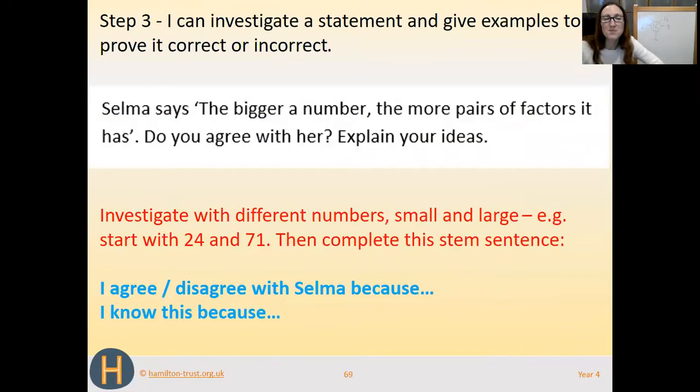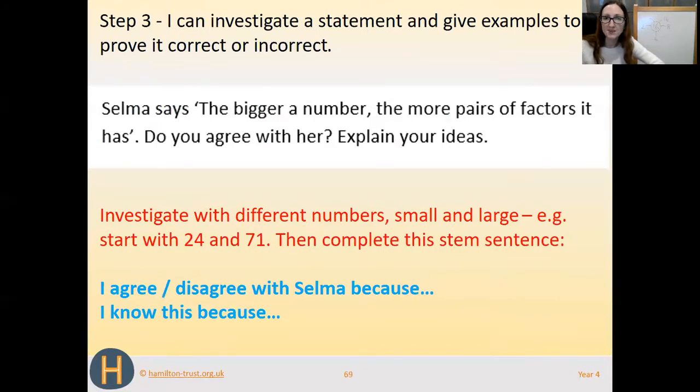Finally, step 3, I can investigate a statement and give examples to prove it correct or incorrect. So Selma here, good old Selma, she has said a bold statement, Year 4. Selma says, the bigger a number, the more pairs of factors it has. I wonder, do you think she's right? Do you agree with her?